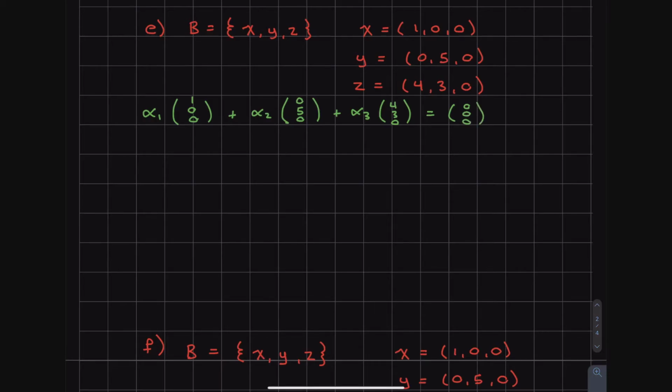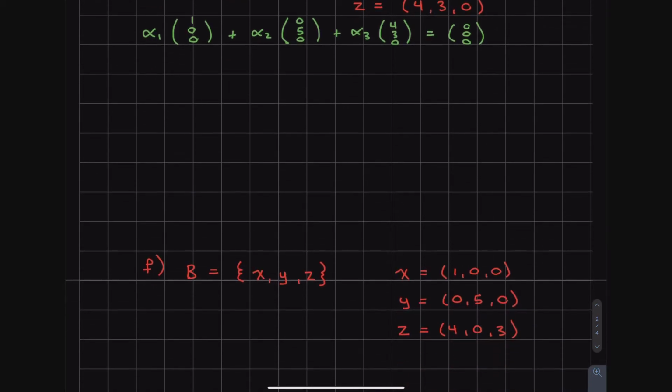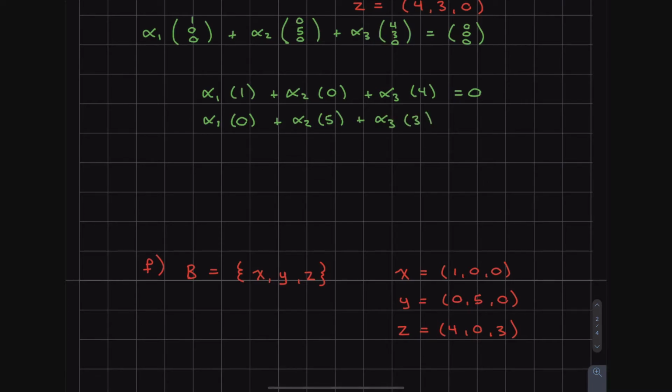And if you look, you can tell right away that something's a little bit weird, because if we simplify this, we get alpha 1 times 1 plus alpha 2 times 0 plus alpha 3 times 4 is equal to 0. So far, it doesn't seem like there's a problem. Moving on to the next equation, alpha 1 times 0 plus alpha 2 times 5 plus alpha 3 times 3 is equal to 0.